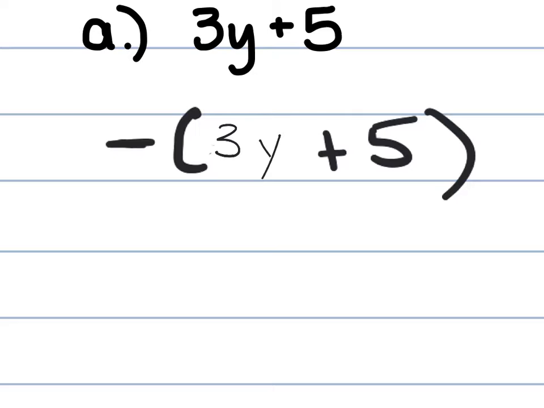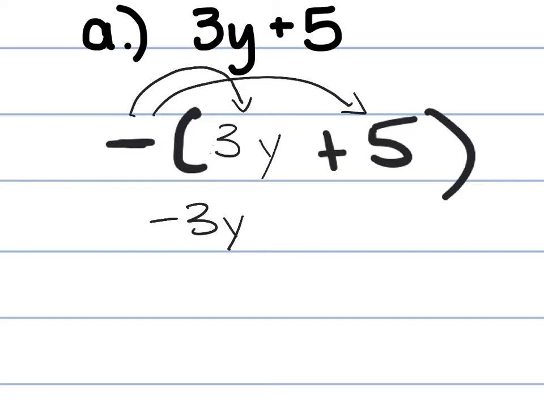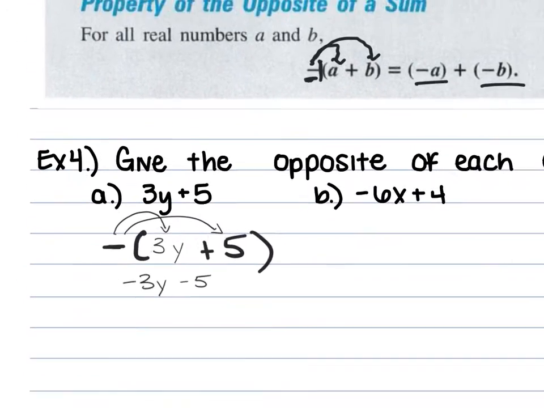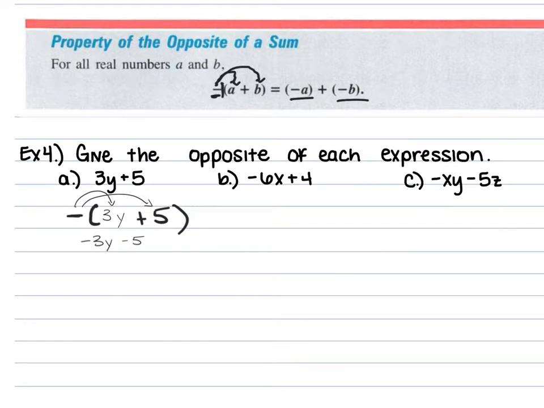Now that I have that little negative out front, what else can I do? Distribute. So negative times, let's call that a -1 times 3y, is -3y. And -1 times 5 is -5. So the opposite of that expression would be -3y minus 5. Each of those things has become the opposite.